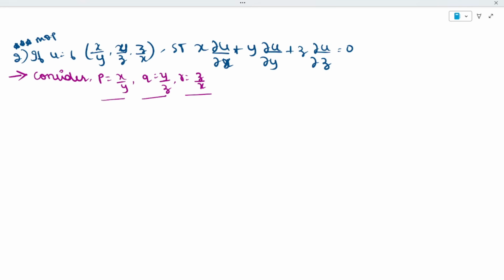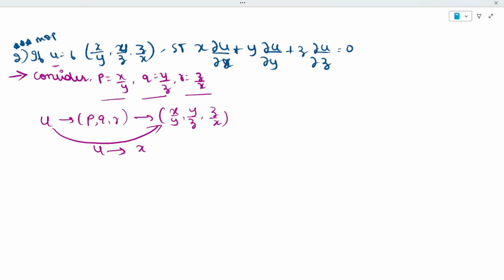Now when you are substituting that, after that step, what the question they have given you write. You have to see what you have replaced with p, q and r. That is x divided by y, y divided by z, and z divided by x. Now that means you see for transitivity, right? This u tends to xy, yz and zx. This is the partial derivative.